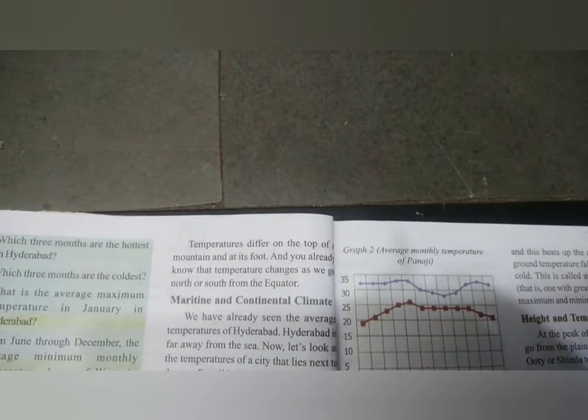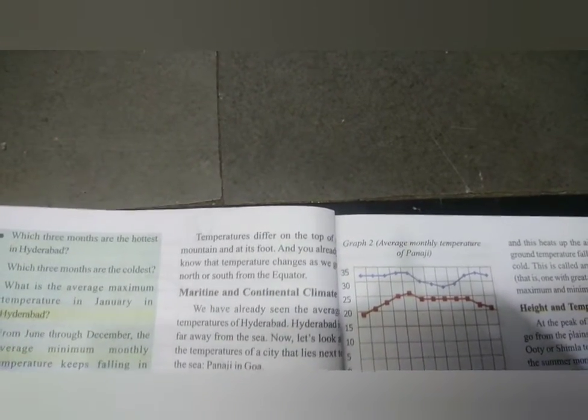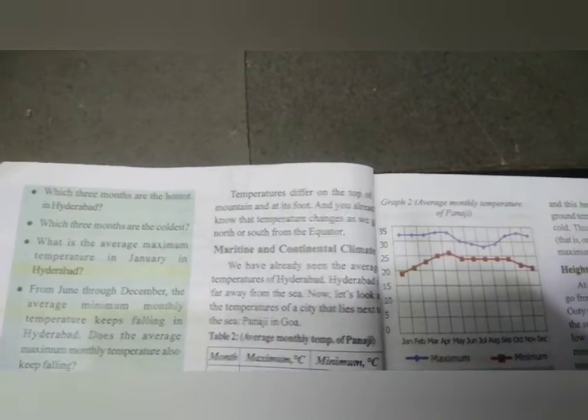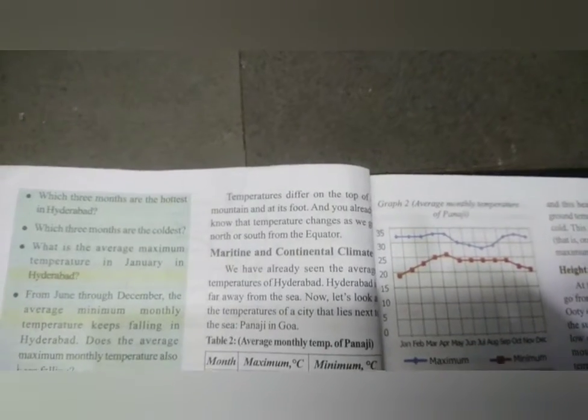And you already know the temperature changes as we go north or south from the equator. How will the temperature change? In the north and south poles it may be cooler because the sun's rays do not fall directly on the poles. In the equator it may be hotter.